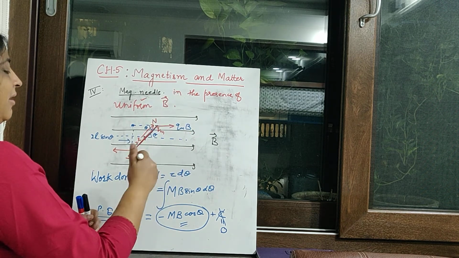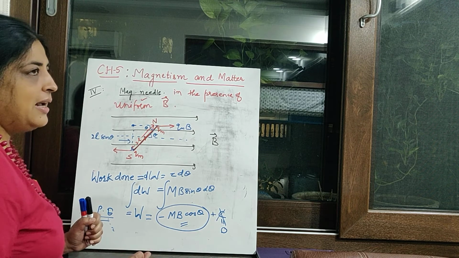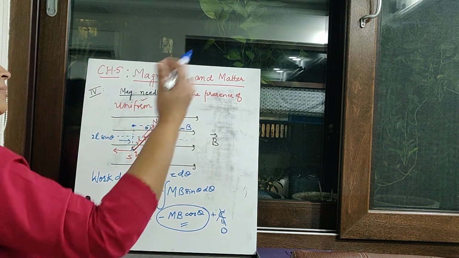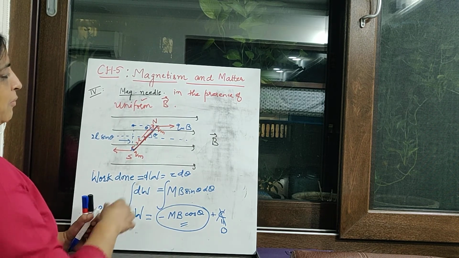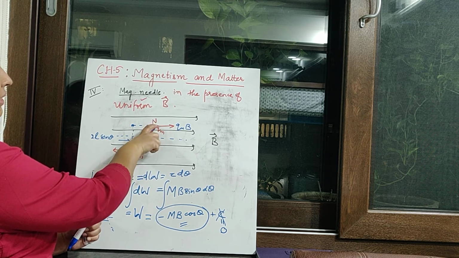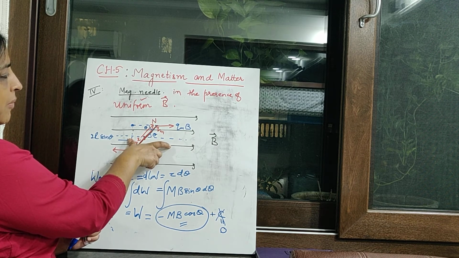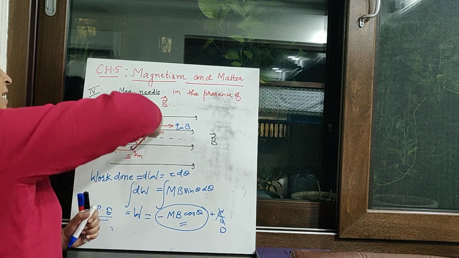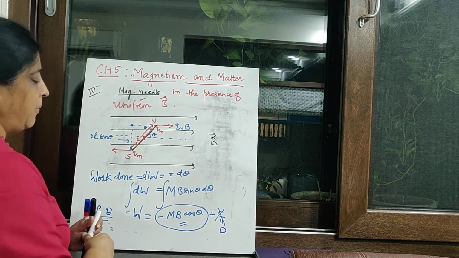Now let us say you are given some situation where you are rotating it from a stable equilibrium to an unstable one. Now you can understand what will be the stable equilibrium position: when it is already aligned with the magnetic field, right? When the magnetic needle is resting like this, it is in a position of stable equilibrium. And when you make it rotate and make it anti-parallel to the magnetic field, that will be the position of unstable equilibrium.